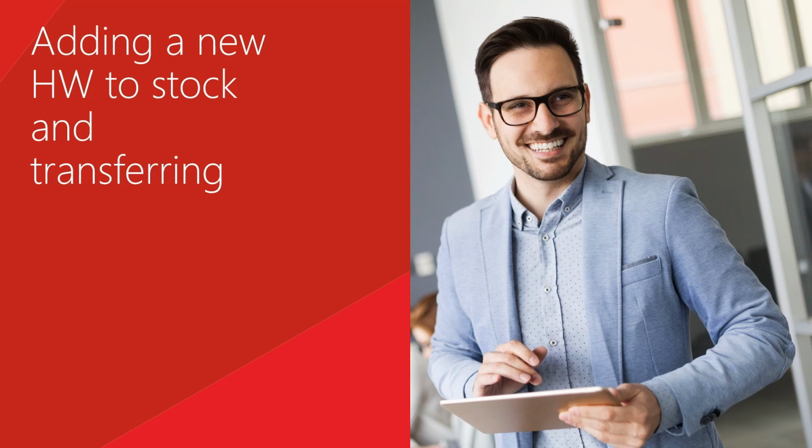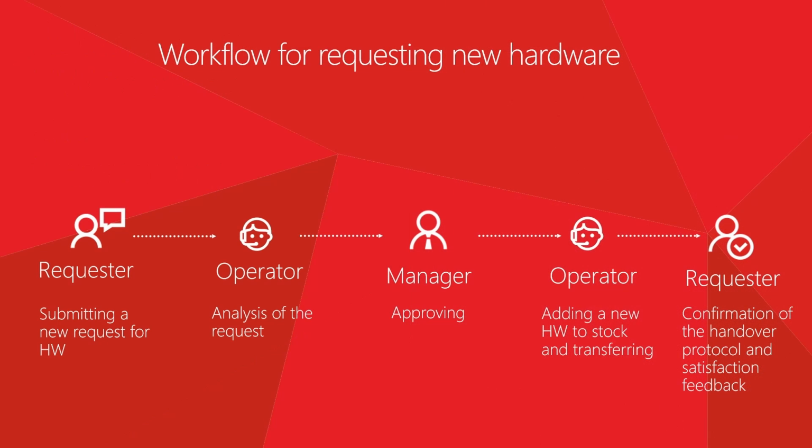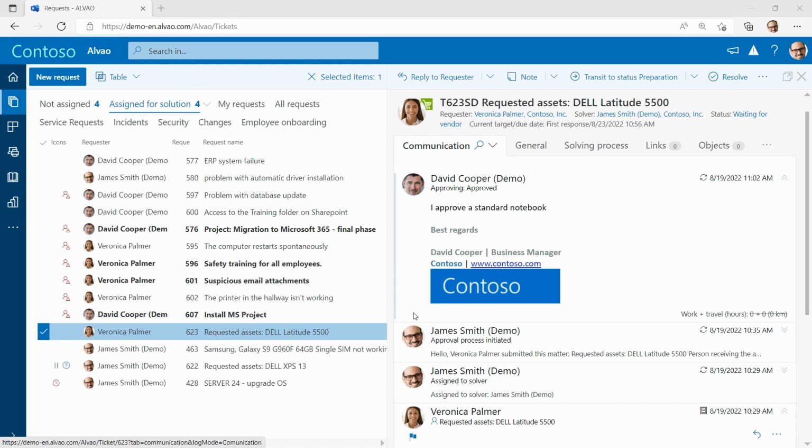In this video, James stacks a new laptop for Veronica and disables her current computer. James sees that the request for a new laptop has been approved, so he orders the laptop from the supplier. Once the laptop has been delivered, he can transit the status to preparation.